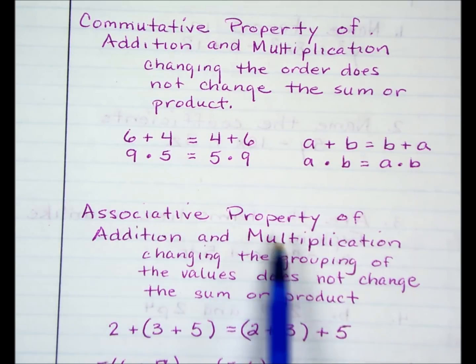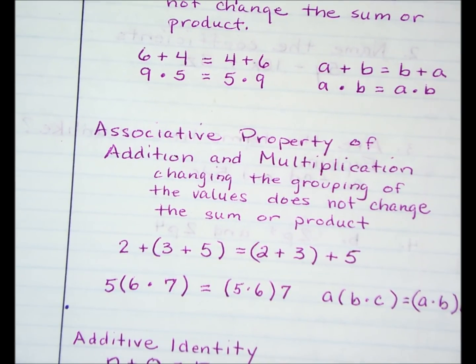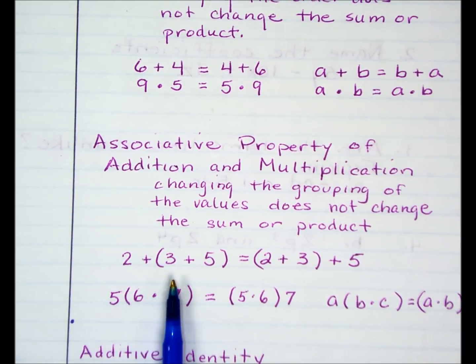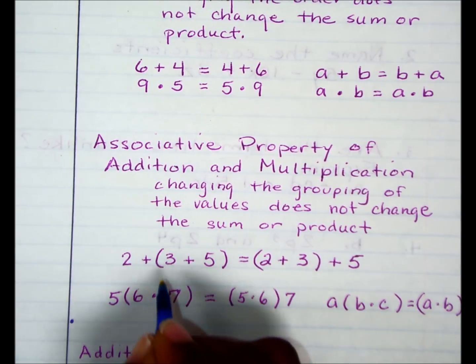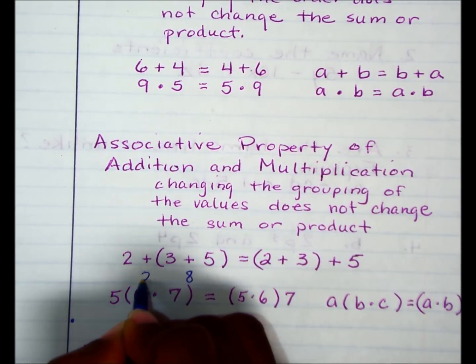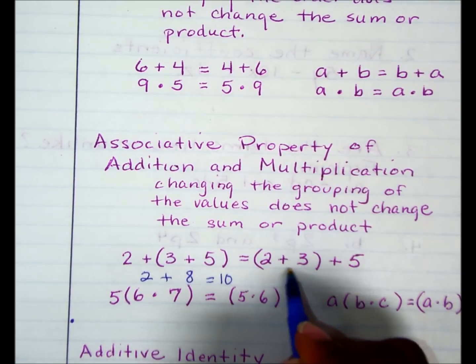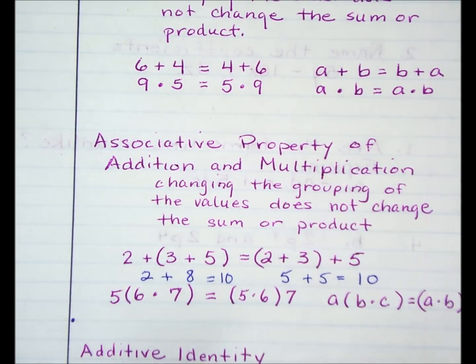The associative property of addition and multiplication says that changing the grouping of the values does not change the sum or the product. So if we had three numbers, (2 plus 3) plus 5, it is the same value as 2 plus (3 plus 5). We know that 3 plus 5 is 8, and 2 plus 8 would equal 10. 2 plus 3 is 5, and 5 plus 5 equals 10. So it doesn't matter about the grouping.